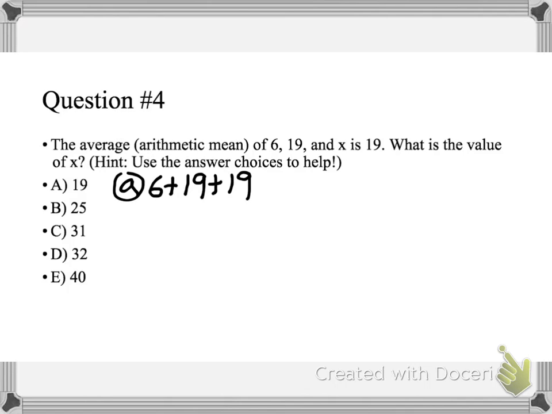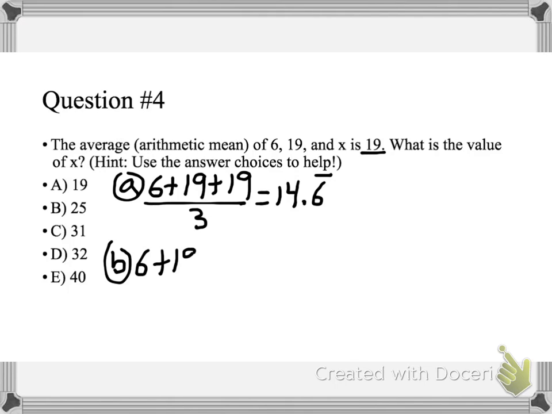So we're going to test in a 19 and divide those numbers by 3. And we're trying to get something that has an average of 19. Well, if I add those 3 numbers together and divide by 3, I actually get 14.6 repeating, and that's not the mean that we're looking for, which is 19, so it's not A. So then if we try B, we still know the number 6, we still know the number 19, but we're going to test out our B value, which is 25, and divide by 3. So if I do that, I end up getting 16.6 repeating, which again is not the mean of 19 that I'm looking for. So now I want to test out C.